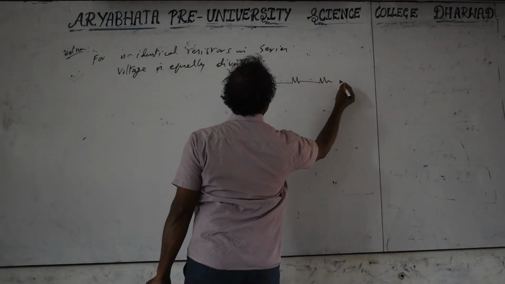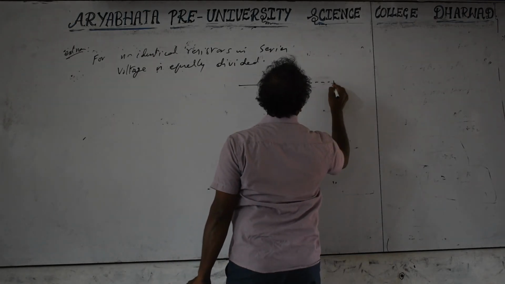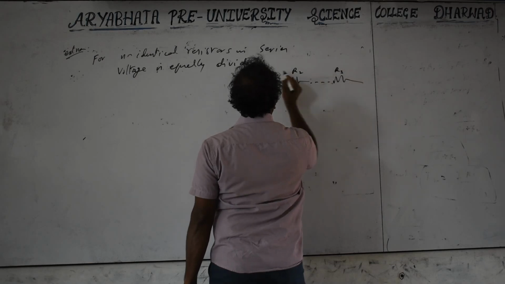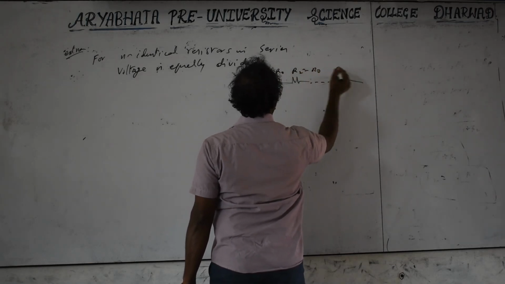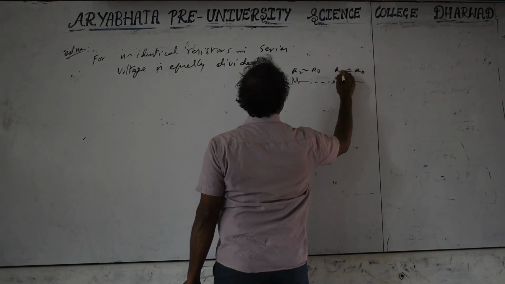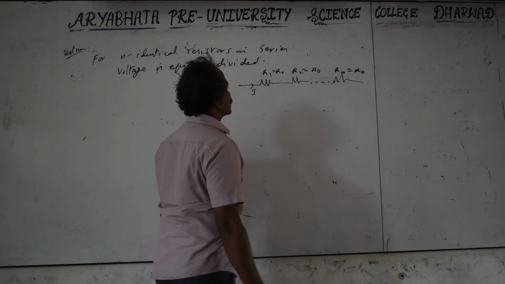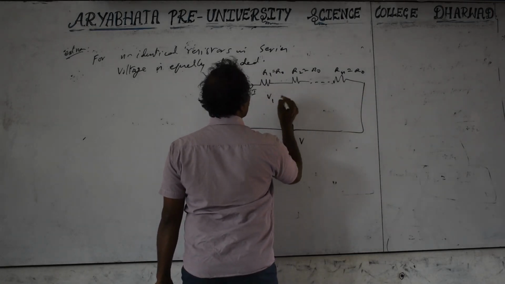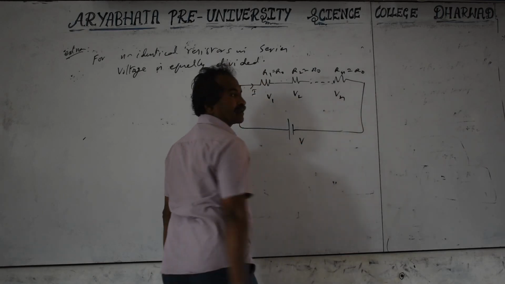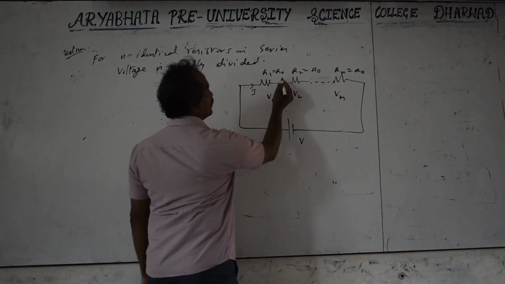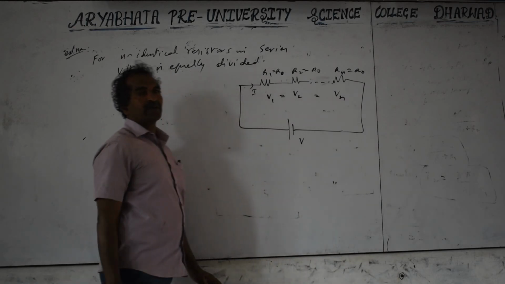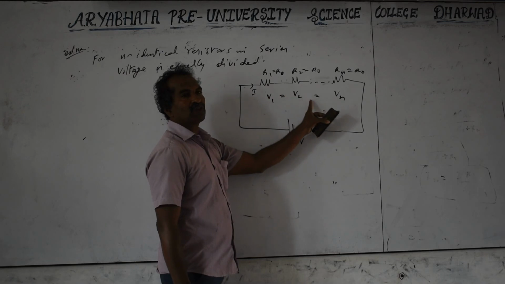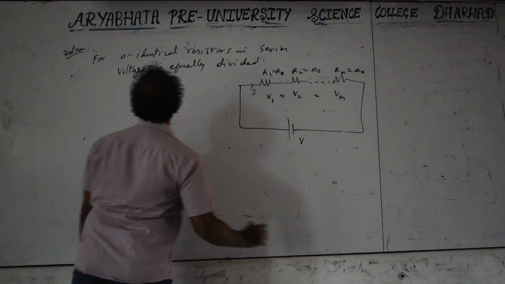If you take n resistors R1, R2, R3 and so on, all with the same values, this is the nth resistor. Current is the same. The total battery voltage V is divided into parts V1, V2 and Vn. Whenever the resistors are identical, all are equal: V1 equal to V2 equal to Vn. This equals the sum of the voltages, so V is equal to n times V1.